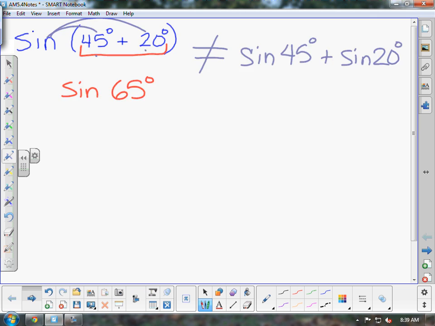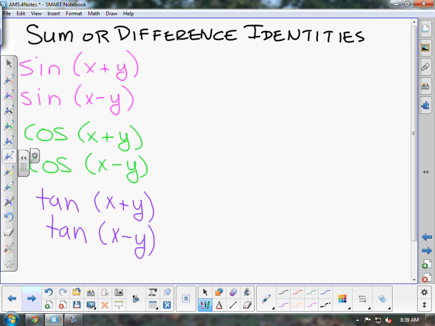Or you will use one of these sum or difference identities to come up with a value or an answer to a problem. And there are two for sine. One is two angles added together, one is two angles subtracted. There's two for cosine, same thing, and two for tangent. And all of those identities are found on your yellow sheet right in the middle of it, where it says sum and difference identities. And you can look at them there. I'll read you the first one. It says sine of x plus y equals sine of x, cosine of y, plus cosine of x, sine of y.